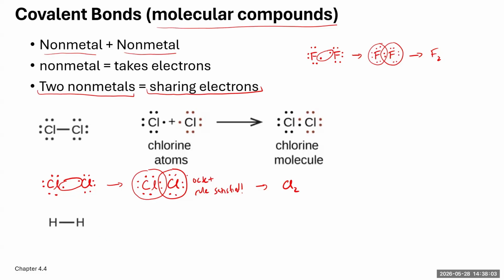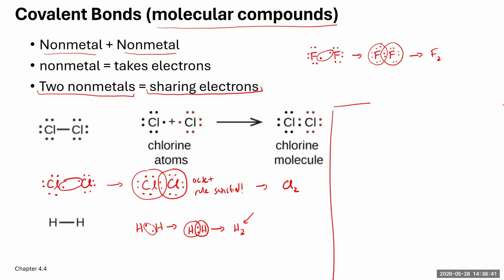Now, this isn't just an octet rule. This is a duet rule as well. Remember, hydrogen and helium can only hold 2 electrons because they only have one energy level. So hydrogen comes in with 1 electron. There's another hydrogen always around that has another electron. They're going to share their 2 electrons. It's going to look like this. This hydrogen on the left has 2 electrons. This hydrogen on the right has 2 electrons. And it's just going to look like this, H2. That's how you find hydrogen on this planet, as H2.